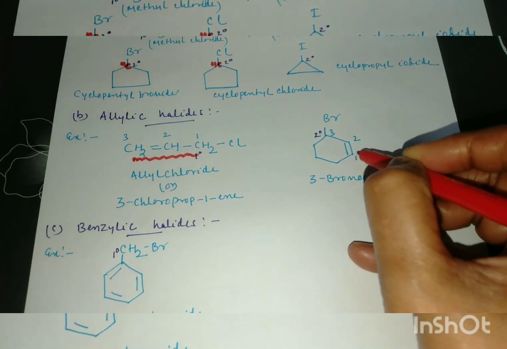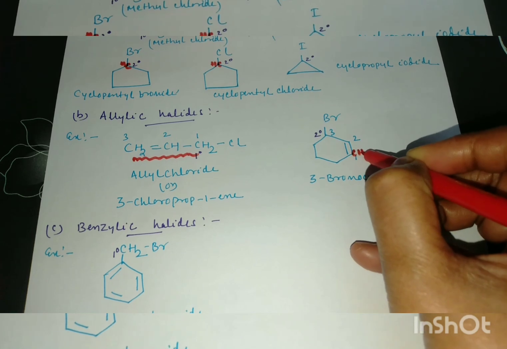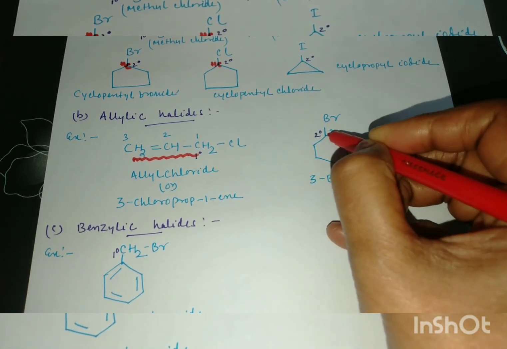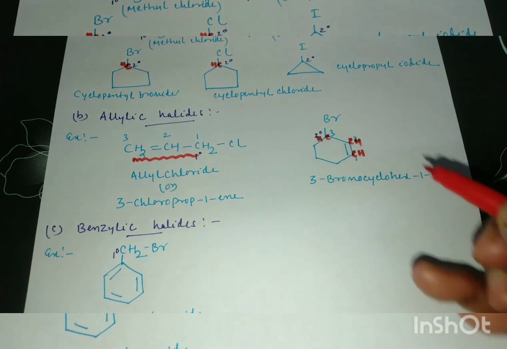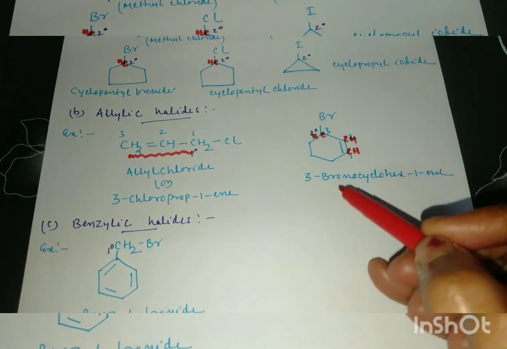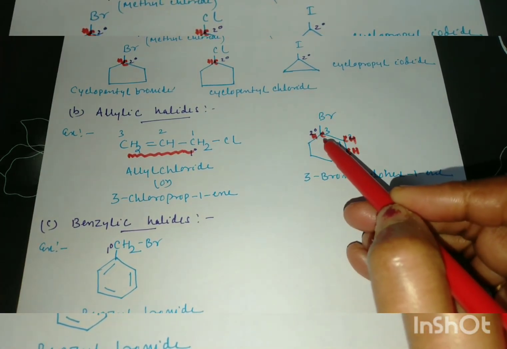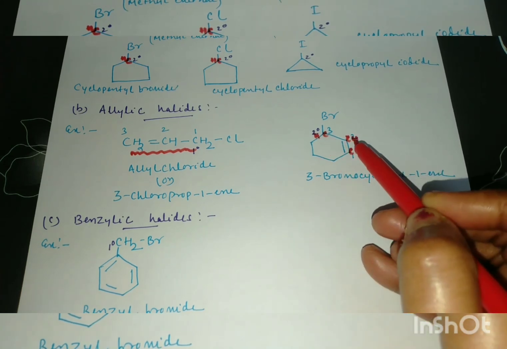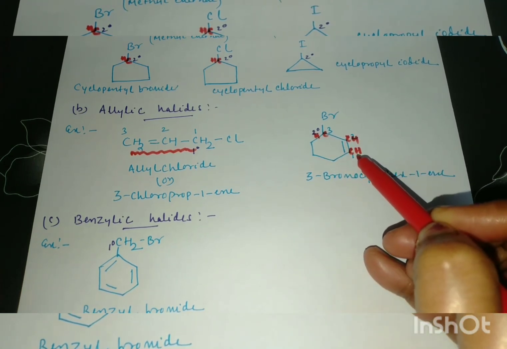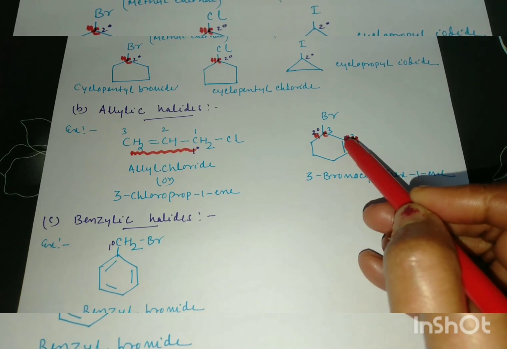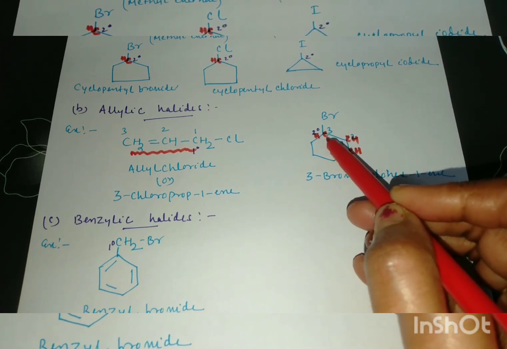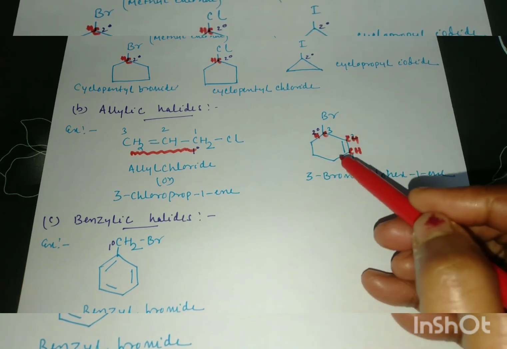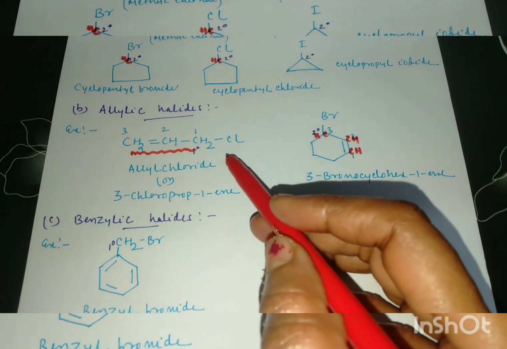If we write the carbons here, it is CH, here it is also CH, and this one is also CH. Now the halogen is attached to a single sp3 hybridized carbon which is attached to this CH=CH. This carbon is singly bonded and attached to the halogen atom, so this is the allylic group. That may be cyclic or non-cyclic.